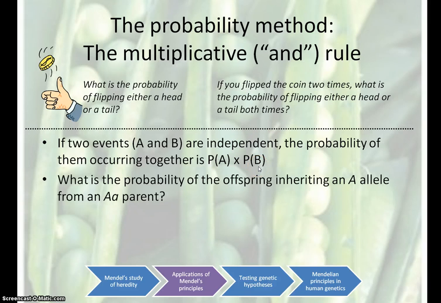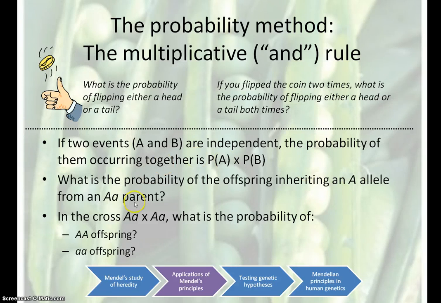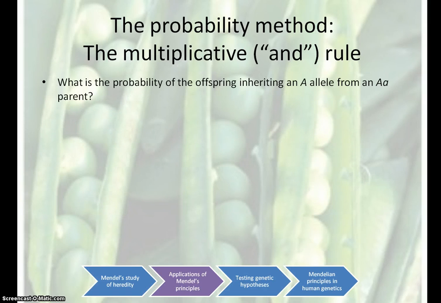Okay, so the way this refers to genetics is what's the probability of the offspring inheriting, let's say, the dominant allele from a heterozygous parent? Let's think about that. And also, if you have a cross of 2 heterozygous parents, what is the probability of getting offspring that are homozygous dominant or homozygous recessive? So let's talk about each of these 2 things. What's the probability of the offspring inheriting the A allele, or the dominant allele, from a heterozygous parent? Well, the probability of inheriting any given allele is 50%, because if you have a heterozygous parent, there's a 1 in 2, 50% chance that the gamete will contain the dominant allele or the recessive allele.